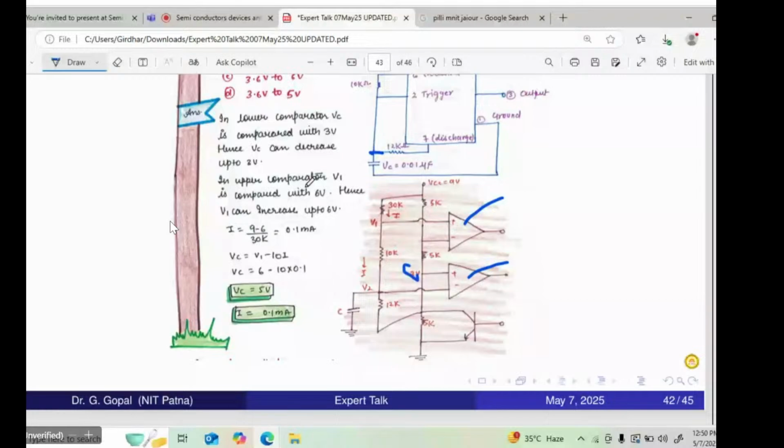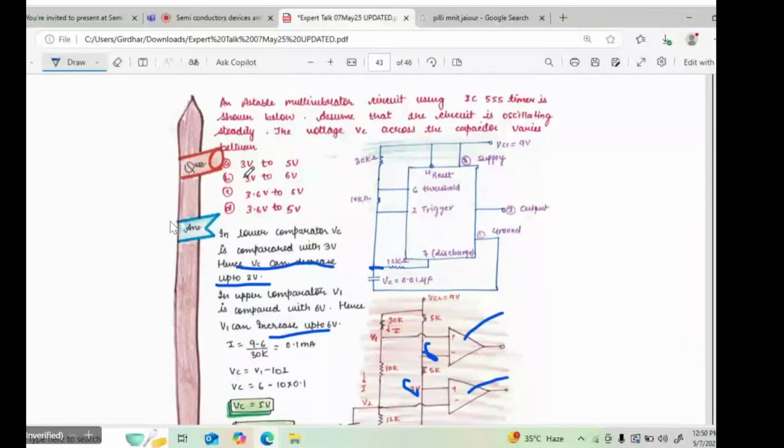In the upper comparator, it is 2VCC/3. What is VCC? 9. 9 divided by 3 is 3, 3 multiplied by 2 is 6. So this potential is 6 only, and it will be charged up to 6 volts. So what is the range of the capacitor voltage? 3 to 6 volts only. For the lower voltage, VCC/3, with VCC 9 divided by 3, it is 3 volts.